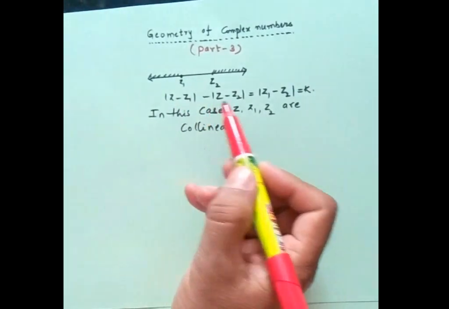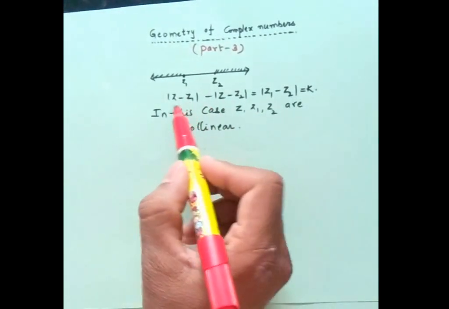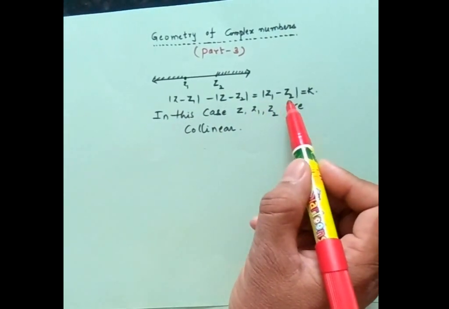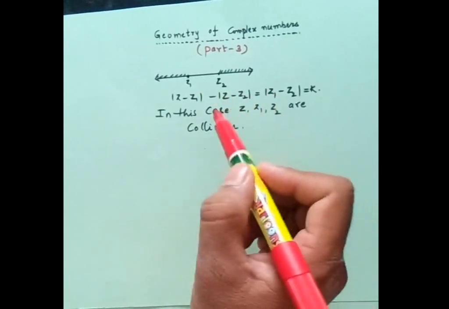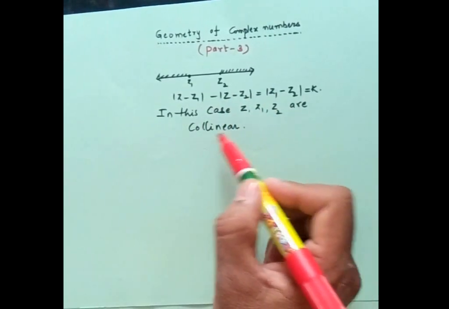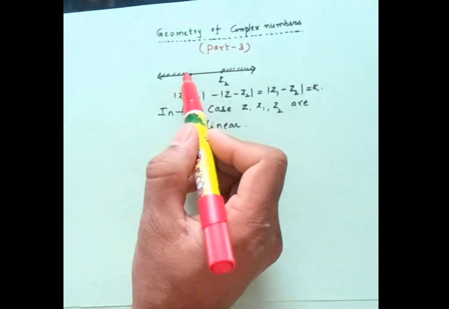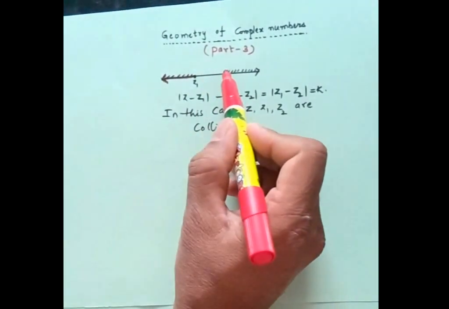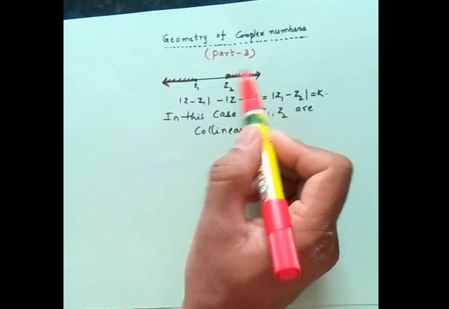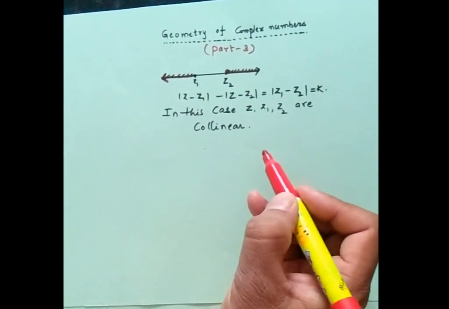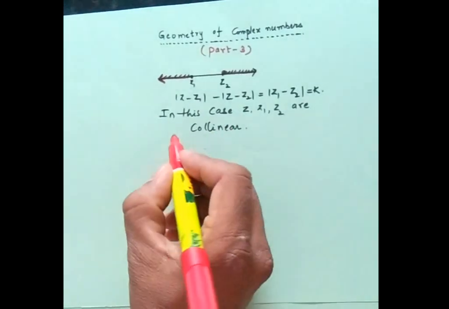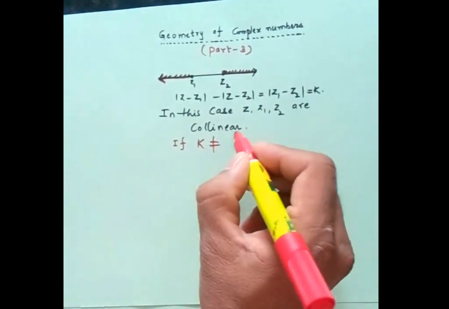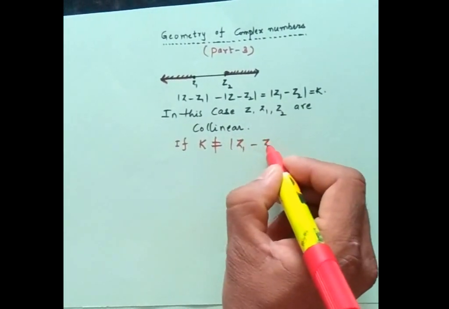So in part 2, once again I revise: modulus of z minus z1 minus modulus of z minus z2 equals modulus of z1 minus z2, that equals k, we supposed. So in this case z and z1 are collinear, because in one case the locus is in the direction of z2 to z1, and in the other case the locus is in the direction of z1 to z2, outside of the line segment z1 z2. Now the next case: what happens if k is not equal to modulus of z1 minus z2?